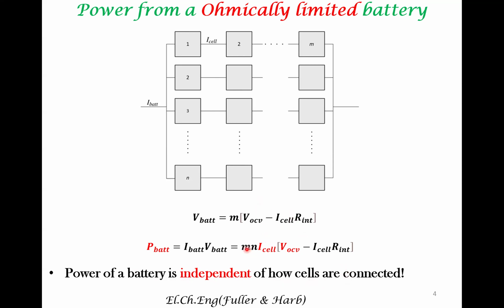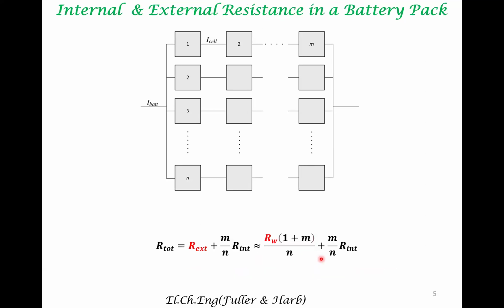Given MN, that determines the overall power. It doesn't matter how many cells are connected in series or how many cells are connected in parallel. The overall power is given by MN times I cell. This is a feature of a particular cell. This is also a feature of a particular cell. So this provides the overall power. So this is an important thing to notice.